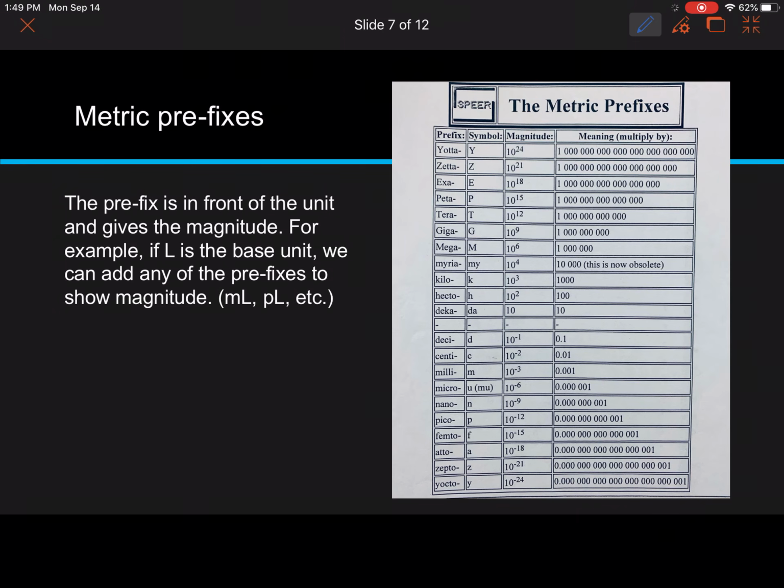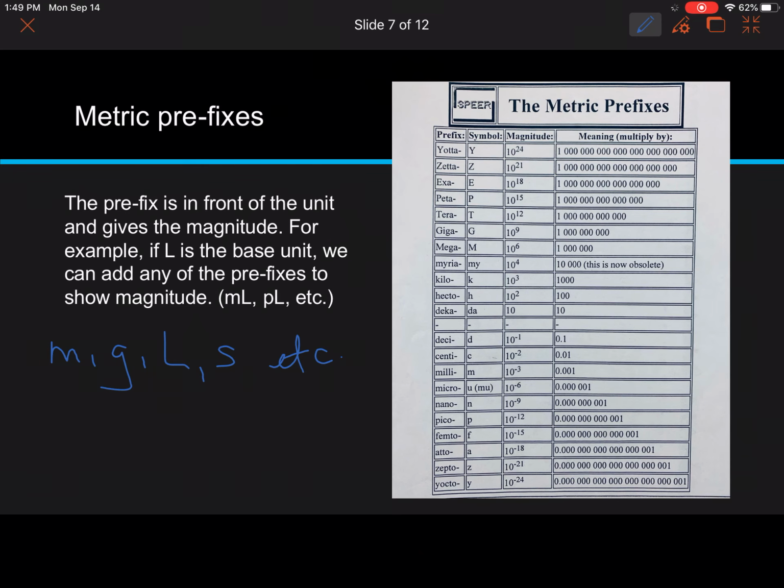Okay, so these are the metric prefixes. This is the chart I was talking about. The prefix is in front of the unit and gives the magnitude. For example, if liters is the base unit, we can add any of the prefixes to show magnitude. So milliliters, picoliters, decimeters, megameters, or megaliters, sorry, whatever. Any of these prefixes work with any unit. So you'll see meters, you'll see grams, liters, seconds, etc. It doesn't matter. The metric prefixes work for all of them.